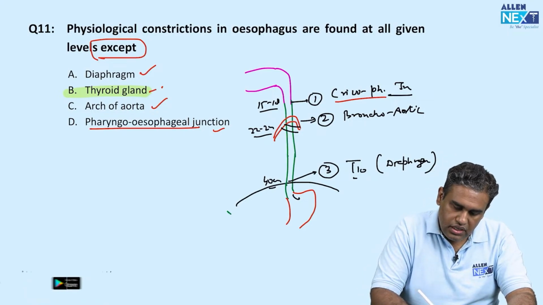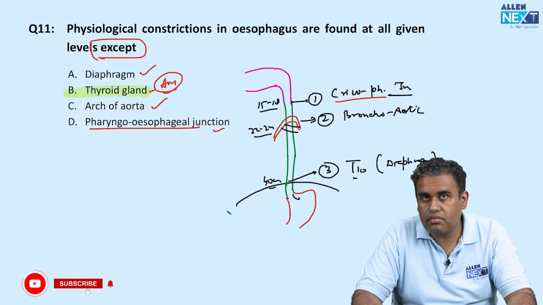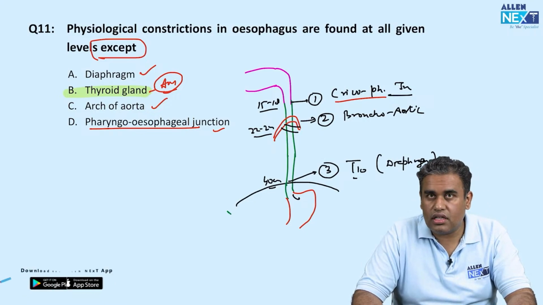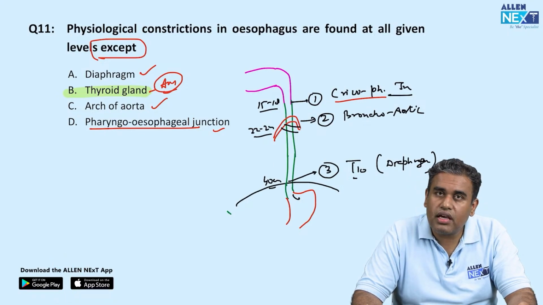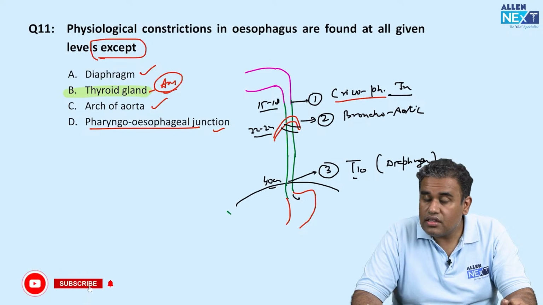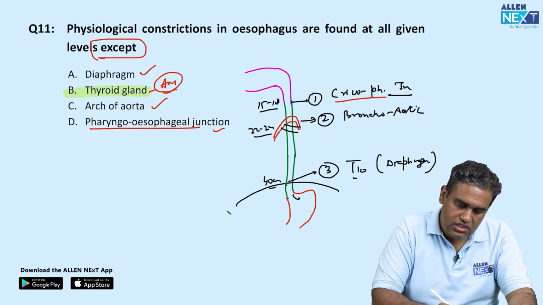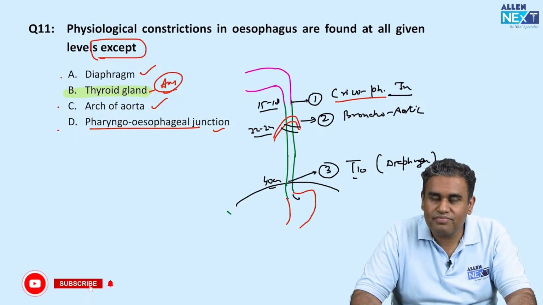So therefore, option B is our best answer. In front of the esophagus, we have the trachea, and in front of the trachea, we have the thyroid gland. The thyroid gland normally does not constrict. If the thyroid gland enlarges pathologically, it might cover the trachea, go behind, and compress the esophagus, causing dysphagia, but not normally. Therefore, the thyroid is not a physiological but a pathological constriction, while the others are physiological constrictions. The answer is option B.